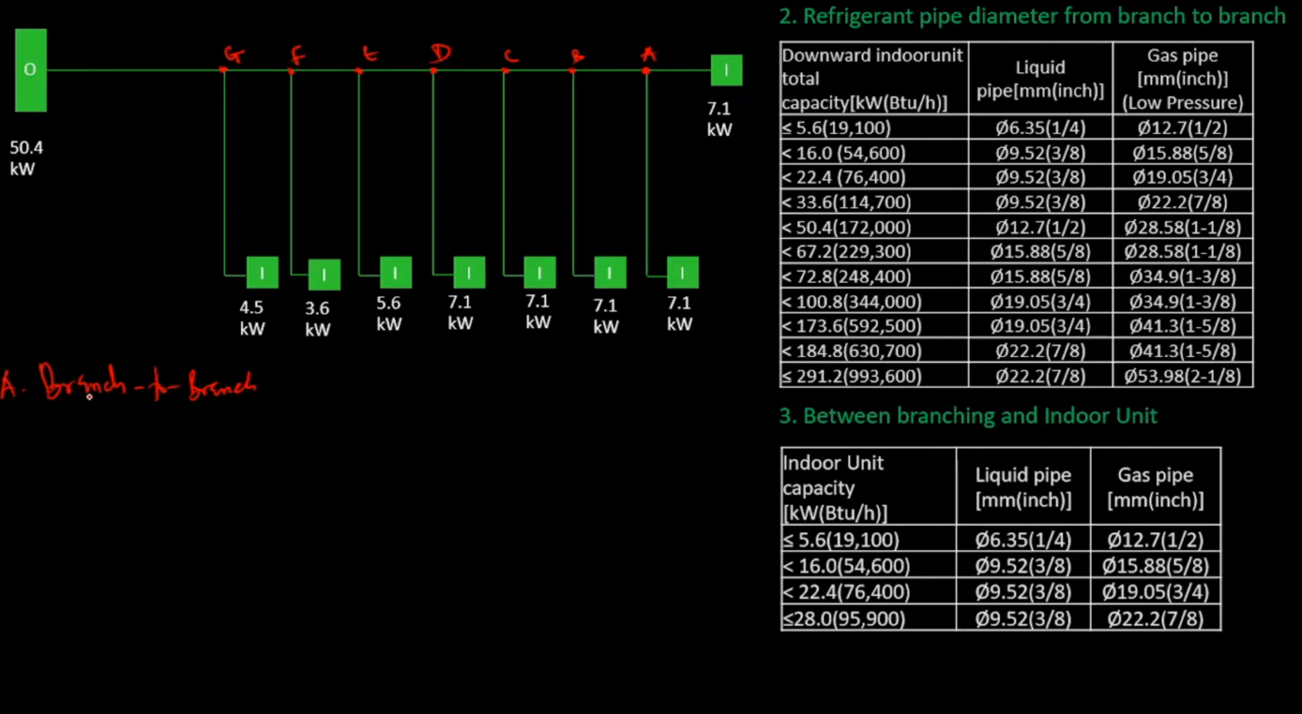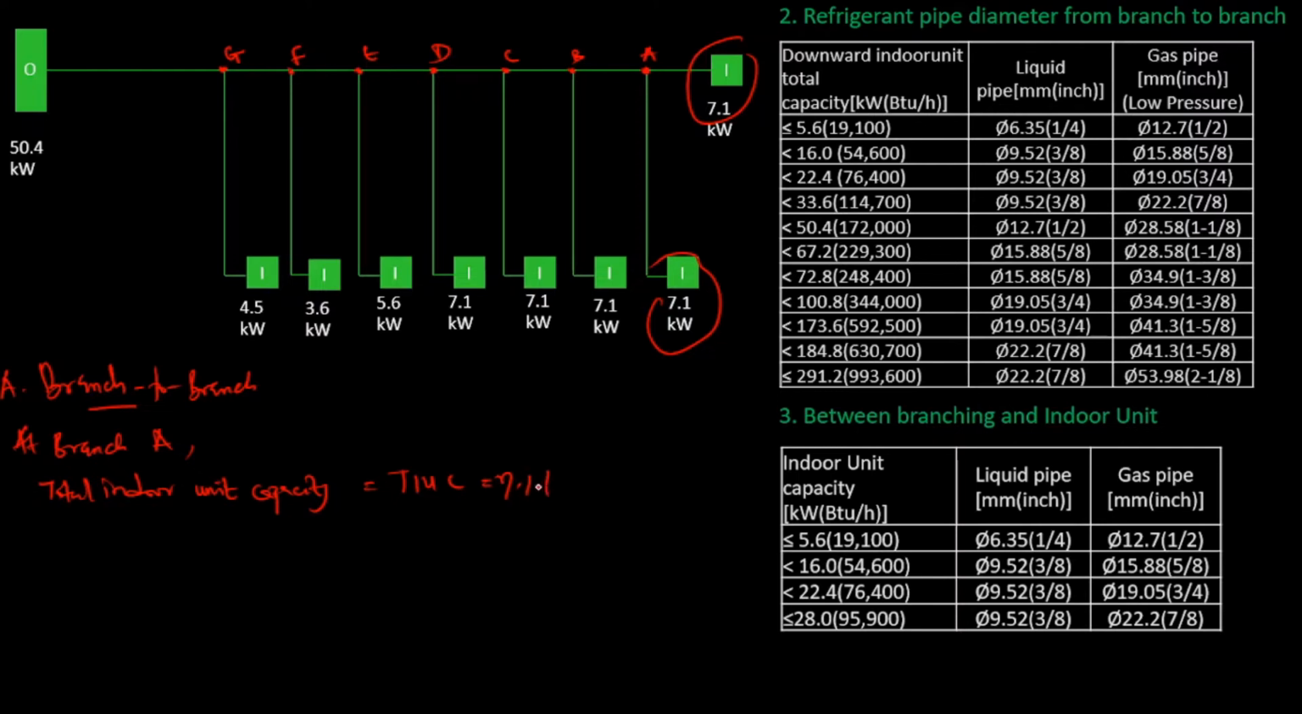Okay, so at branch A, let's call the total indoor units capacity TIUC. That will be equal to this plus this and this. So 7.1 plus 7.1, which is equal to 14.2 kilowatts.